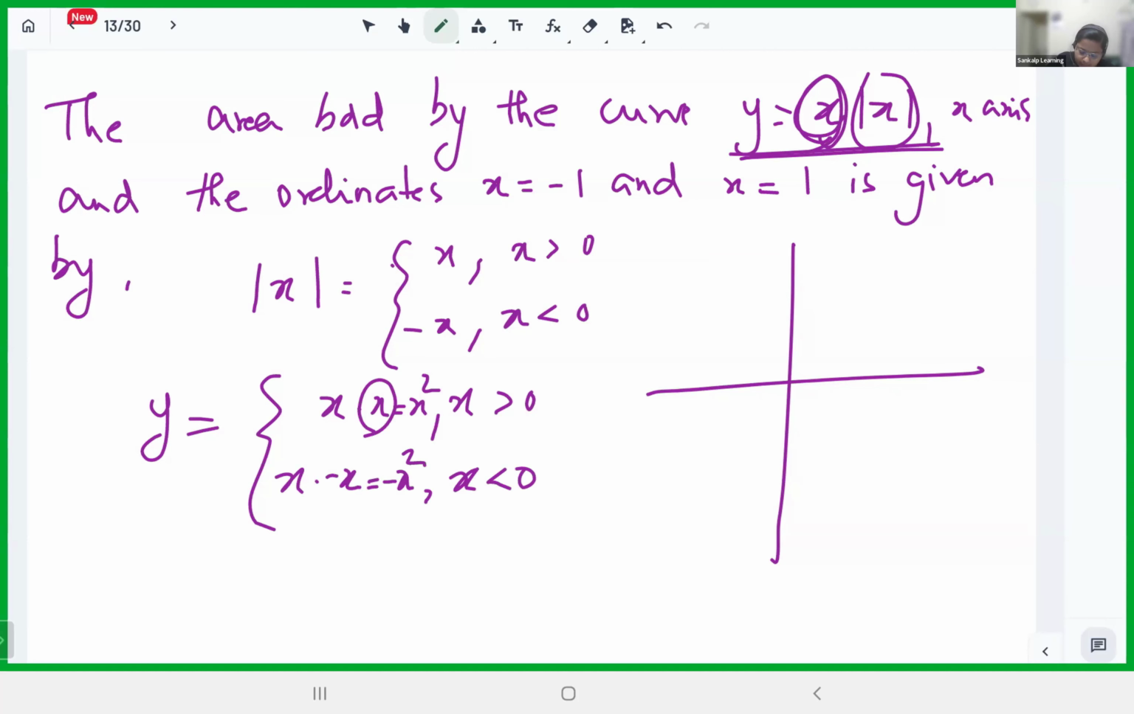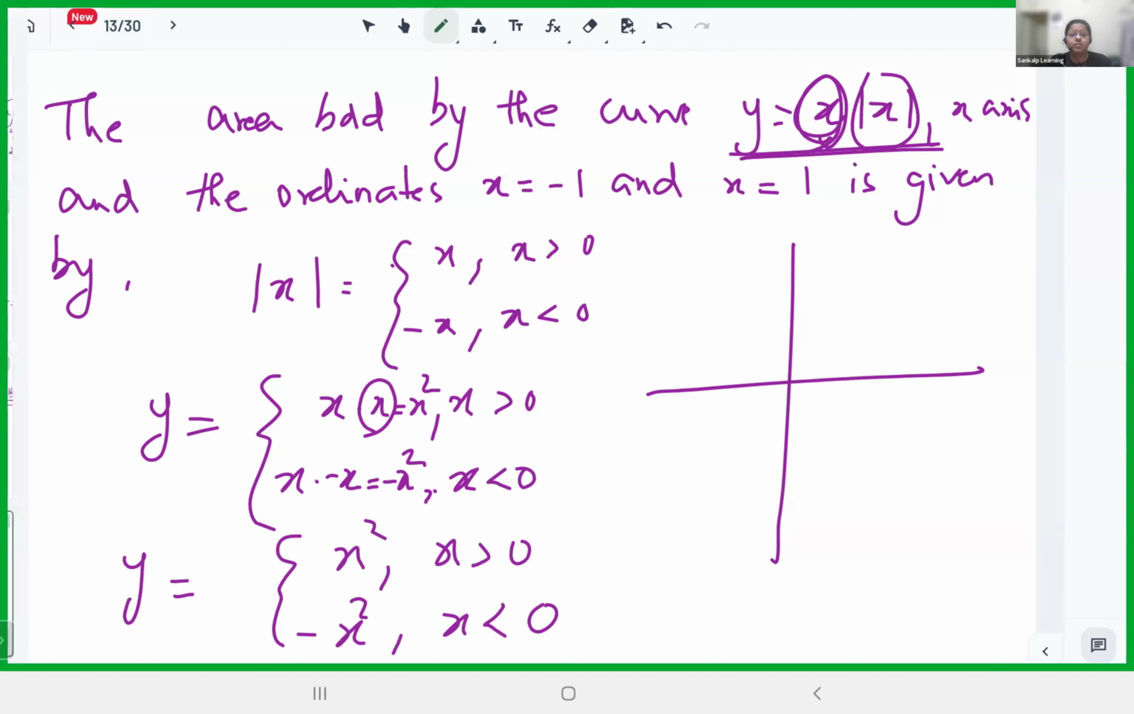That is, we can write y is equal to x square when x is greater than 0, and minus x square when x is less than 0. Isn't it? So this is the function given. Okay, so how will you draw it? y is equal to x square when x is greater than 0 and minus x square when x is less than 0. So the graph will be like this, isn't it?